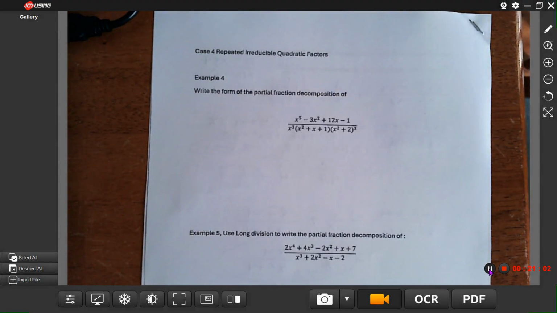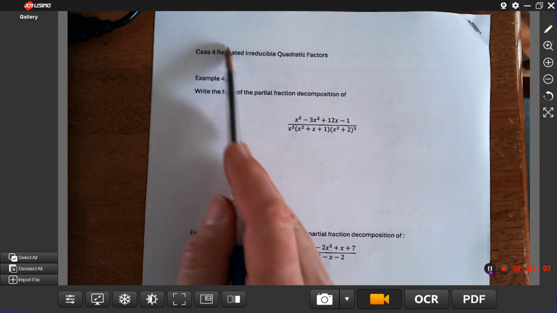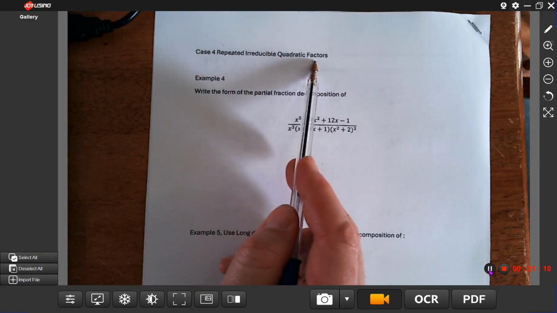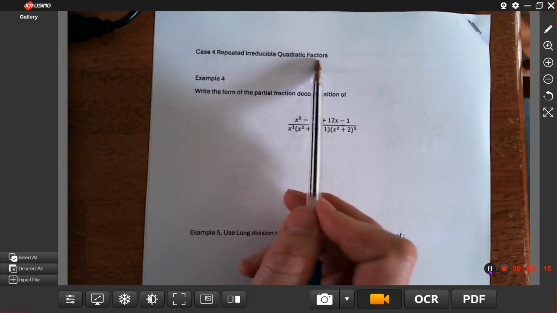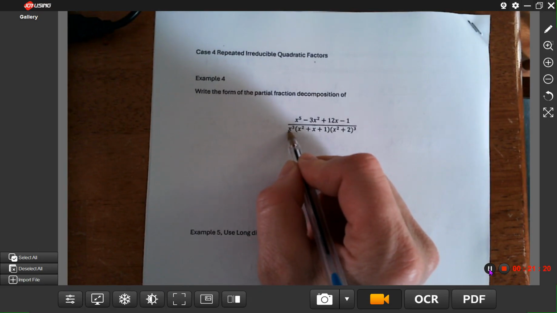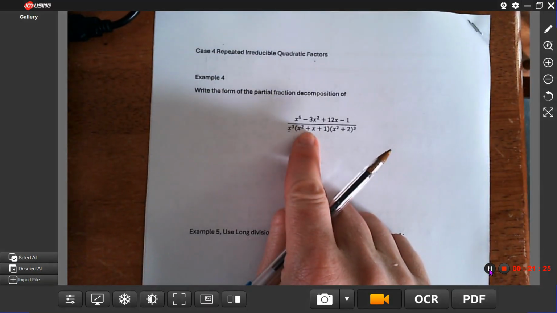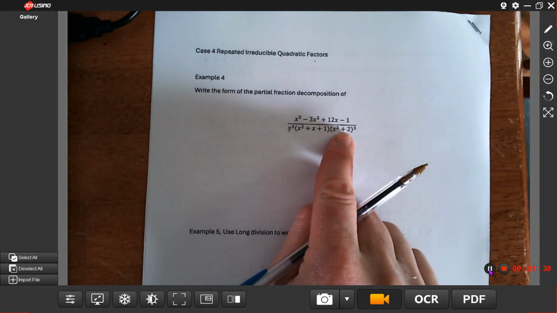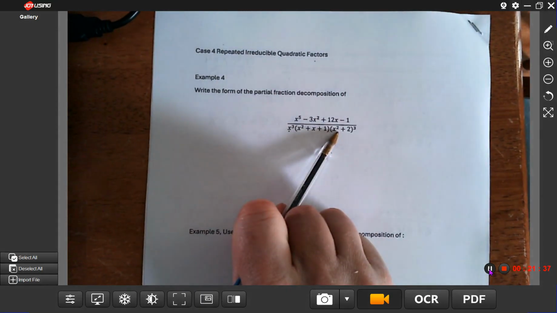So the difference in this next to last example is that this one has repeated irreducible quadratic factors. So similar, but we've got more than one of these. So here we have 3 linear factors, and this is quadratic, and this is 3 quadratic factors. So take a minute and check.